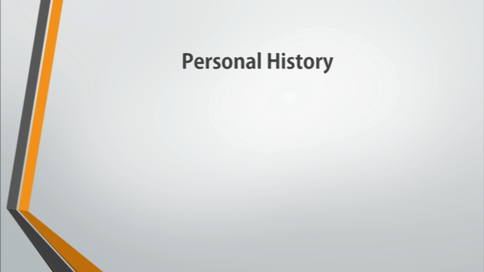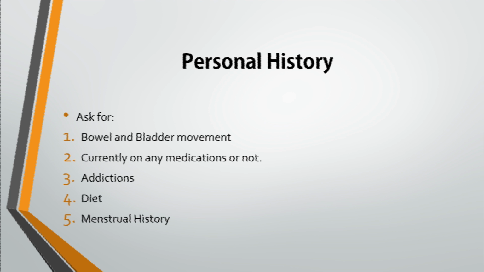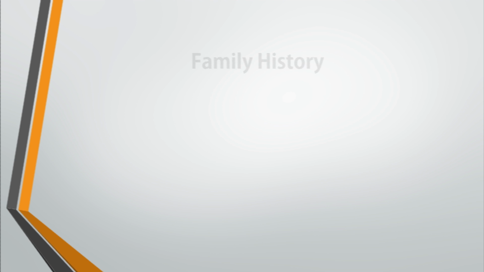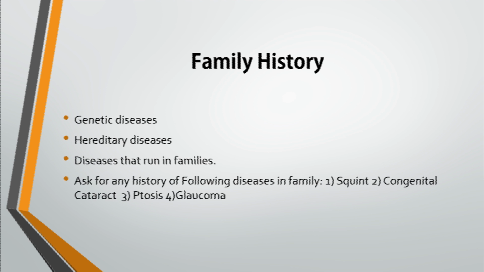Personal history. Ask for bowel and bladder movement. Currently on any medications or not. Addictions, diet, and menstrual history. Family history. Genetic diseases, hereditary diseases, diseases that run in families. Ask for any history of following diseases in family: squint, congenital cataract, ptosis, and glaucoma.